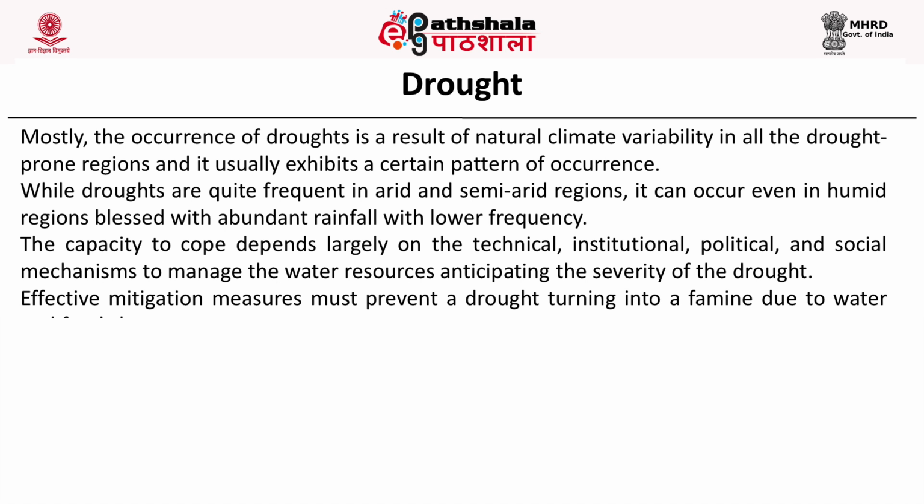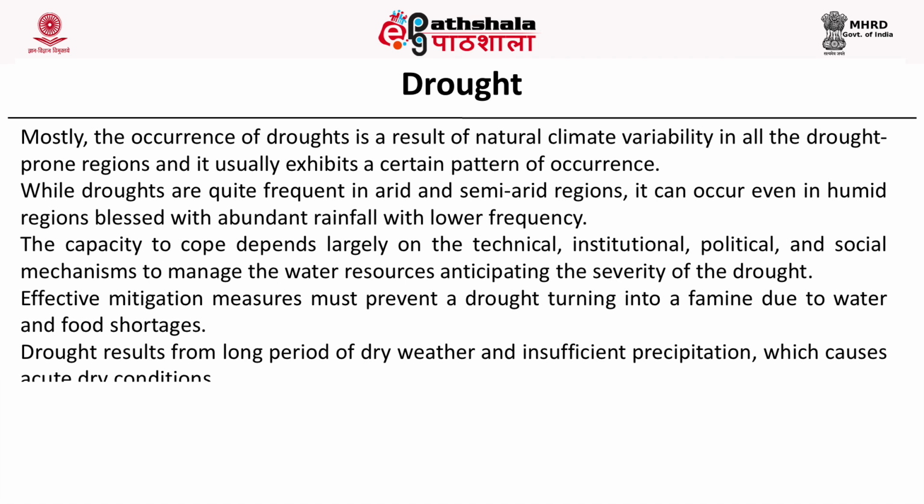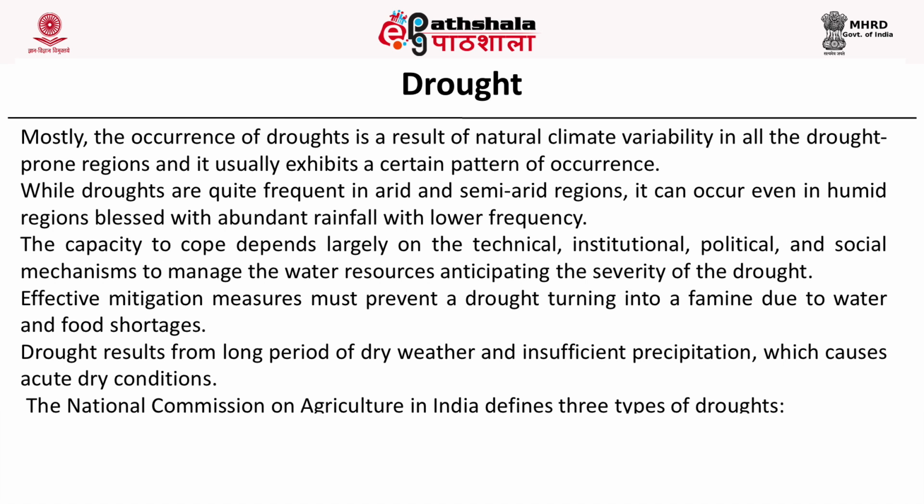The capacity to cope with a drought depends largely on the technical, institutional, political and social mechanisms to manage the water resources, anticipating the severity of the drought. Effective mitigation measures must prevent a drought turning into a famine due to water and food shortages. Droughts result from long periods of dry weather and insufficient precipitation, which cause acute dry conditions.